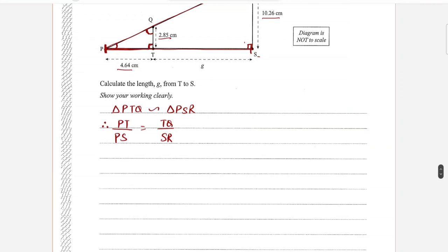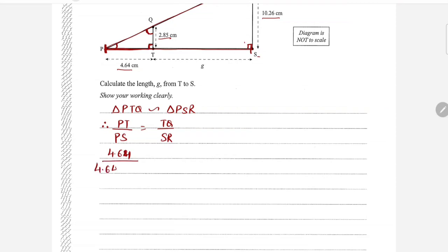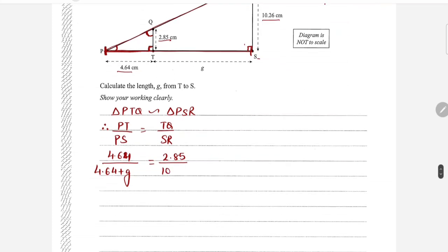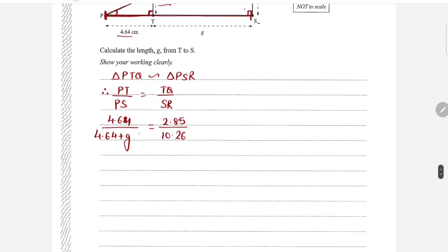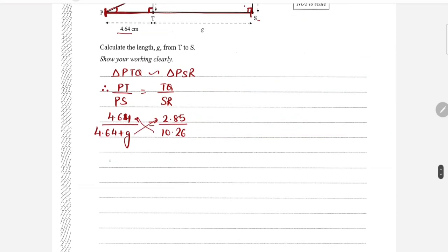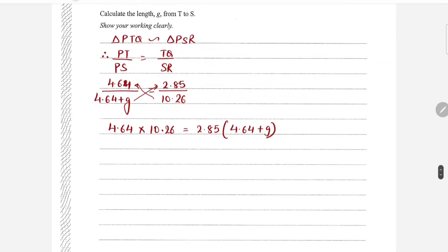All right, now PT is given to us, which is 4.64. PS is 4.64 plus G, the total length, is equal to TQ, which is 2.85, over the next one, 10.26. All right, now cross multiply. We will get 4.64 times 10.26 is equal to 2.85 times 4.64 plus G, right?